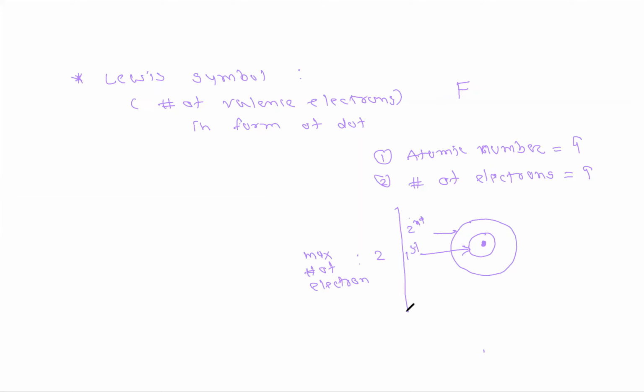So the maximum number of electrons we can have in the first energy level is 2. Do you remember that? We talked about it yesterday. And the maximum in the second is 8. That's right. I hope you guys remember that.